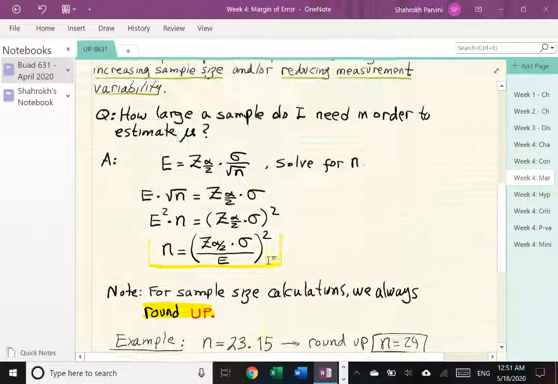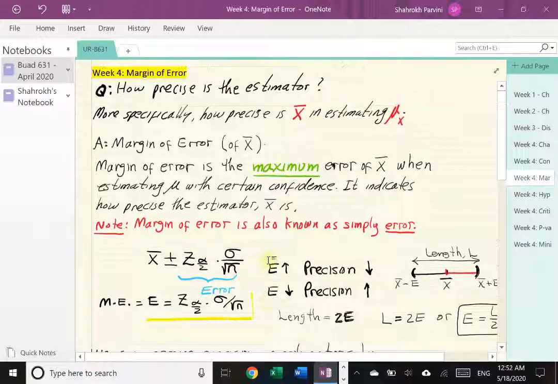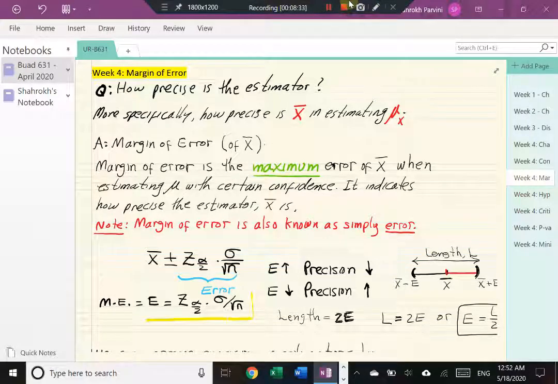So hopefully this explains the margin of error for you. And with that, we are done with this segment of this video. In our next video, we actually talk about hypothesis testing.